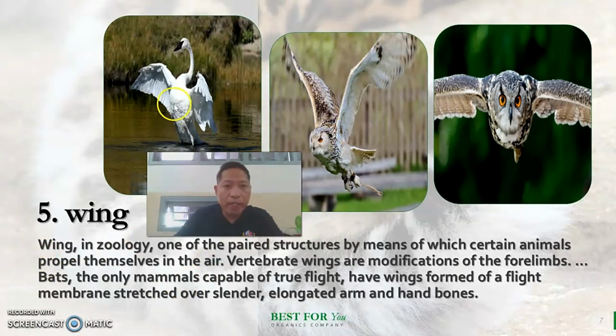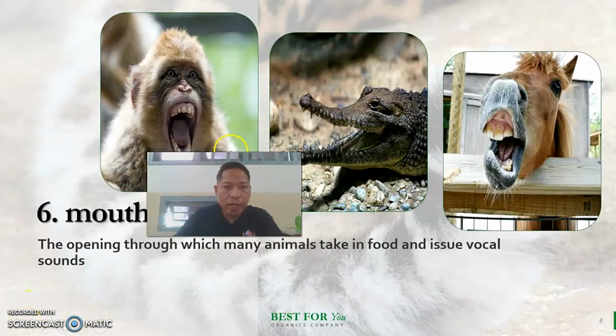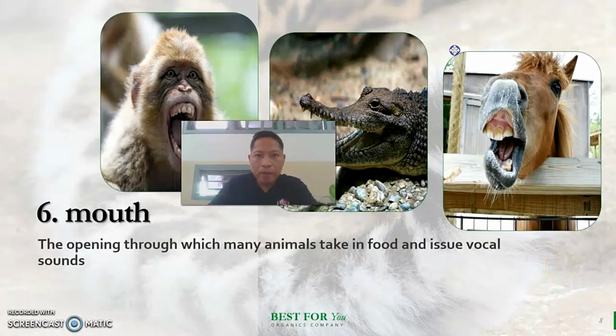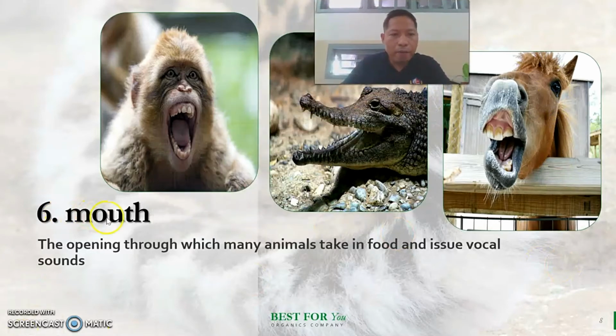So we have wings. This one, wings. So next, okay, we have a mouth. Number 6, mouth. A mouth of a monkey, a mouth of a crocodile, and a mouth of a horse.